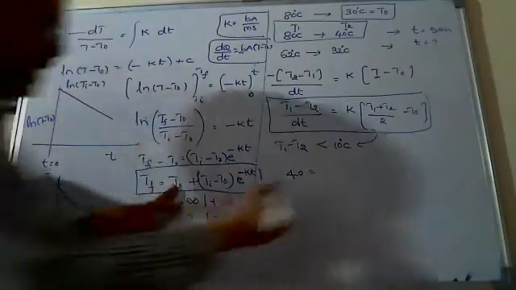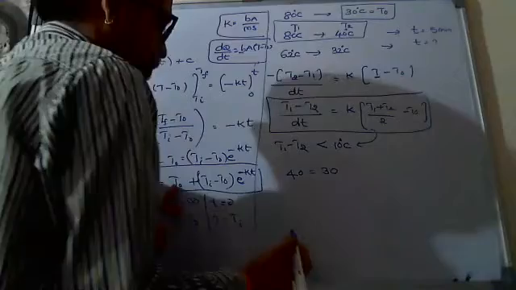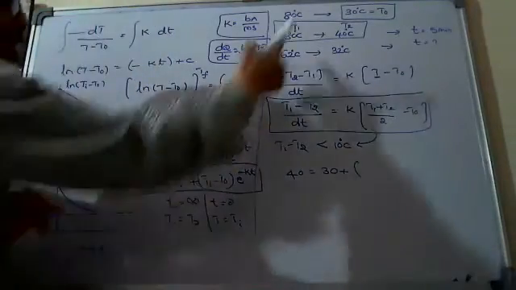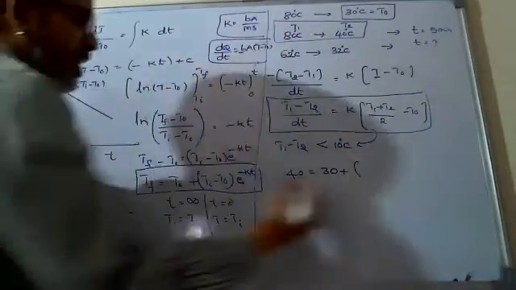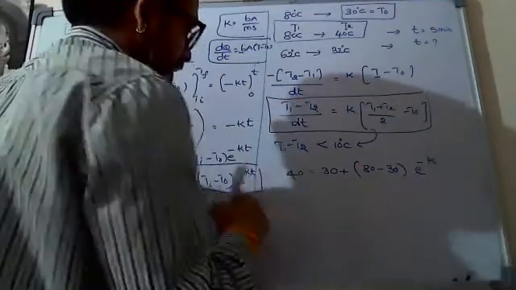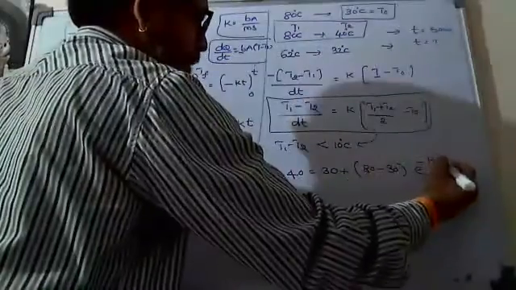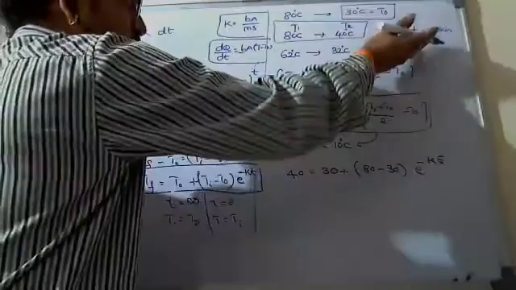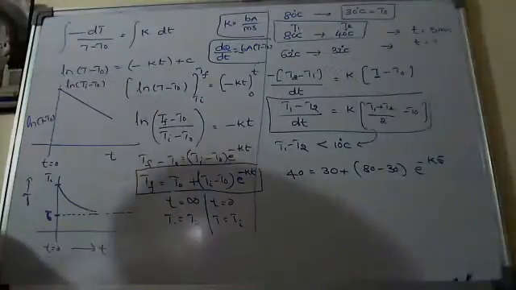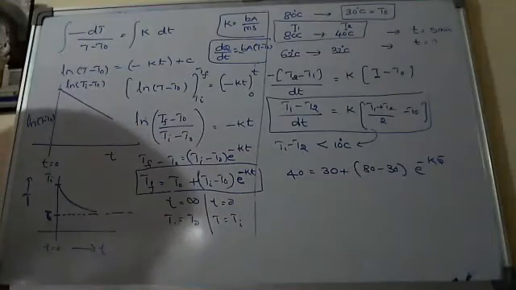Okay, then T naught plus T initial minus T naught. Initial temperature is 80, so 80 minus 30, into e power minus k. Time is given as 5 minutes, so keep it as 5 minutes. Finally, by dividing the two equations, you will get the second time also, in minutes.